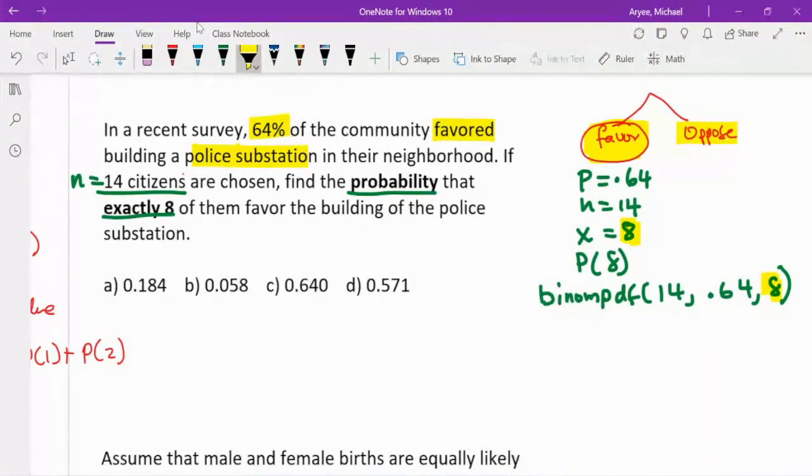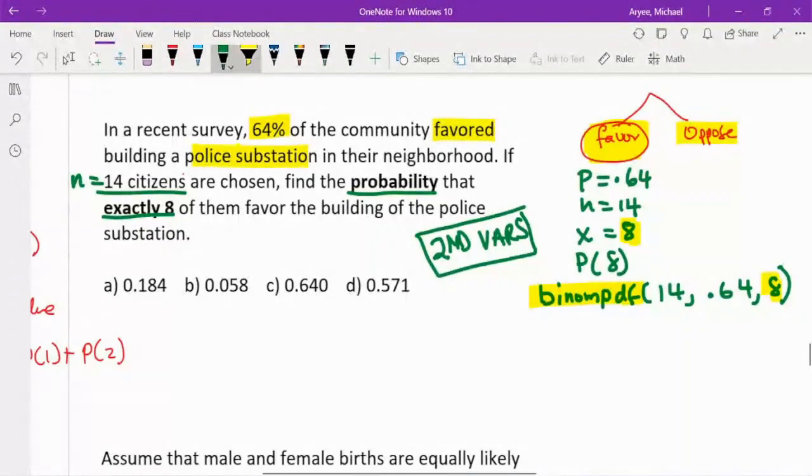All right, but where do you find the binom function? That's where I'm going to take you now. In your calculator, you're going to press second, then select VARS, second VARS. Then you scroll down until you find binom PDF.